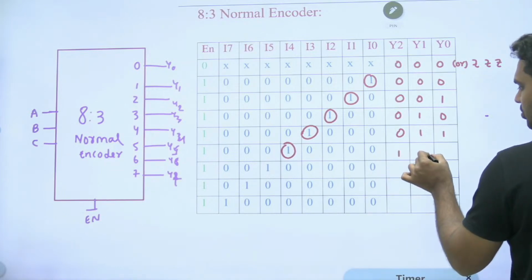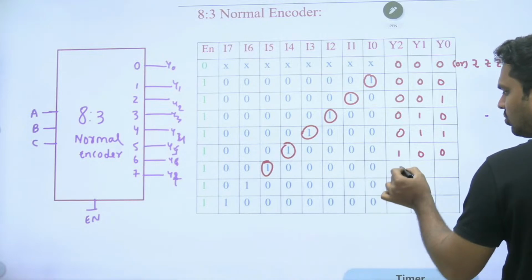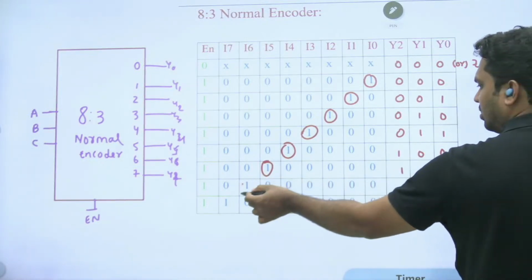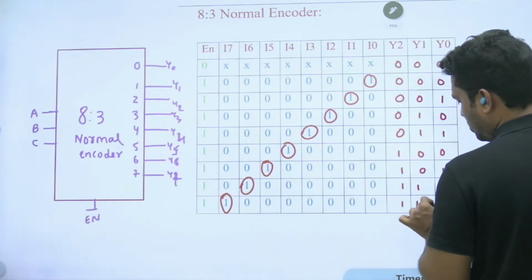When I4 is 1, you may generate 4 or you may generate its gray code. It is your convenience according to the encoder you are having. 1, 0, 1. 1, 1, 0. And it should generate 1, 1, 1.